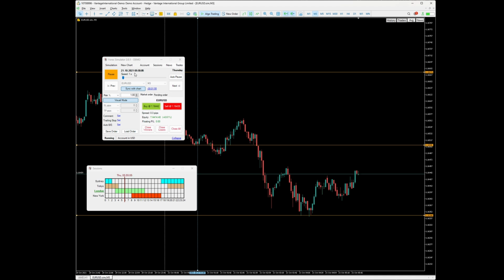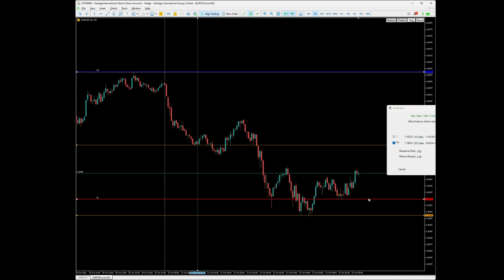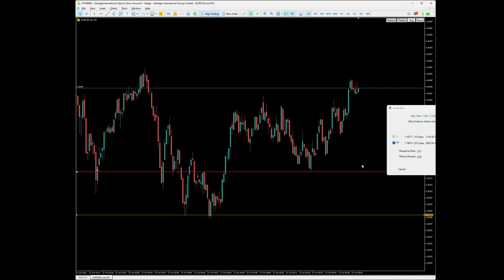What is the current time? 5 o'clock. It's the correct time to enter. Not the best. It's not the best. Slow entry? Yeah, we're going to give it a try. So TP, Asian top, SL, below this tiny little, let's put it on M1 so we can really see what we're doing. There we go.